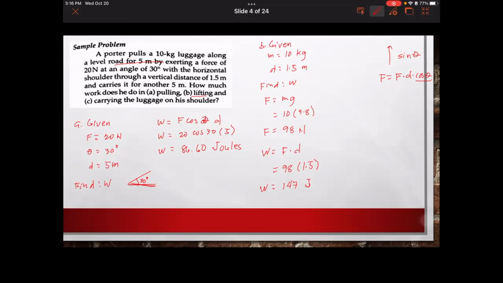Now, for the letter C, sabi dito, carrying the luggage on his shoulder. What ano yung possible na solution? Is there a work in this given carrying the luggage on his shoulder? What do you think will be the answer?